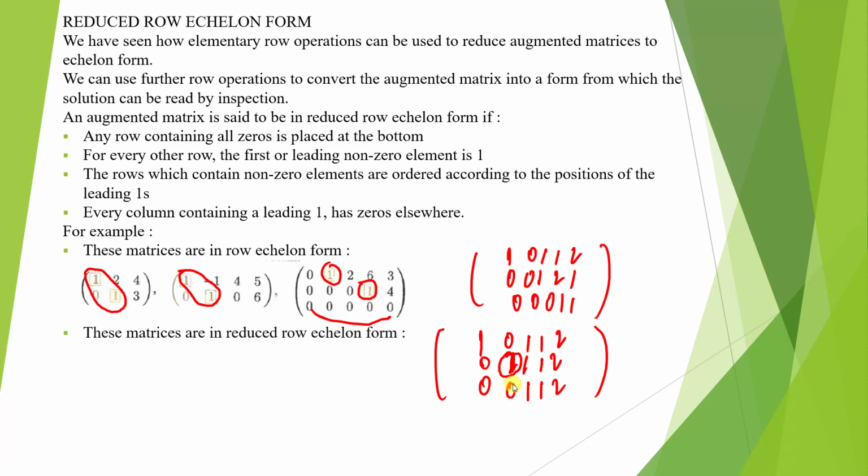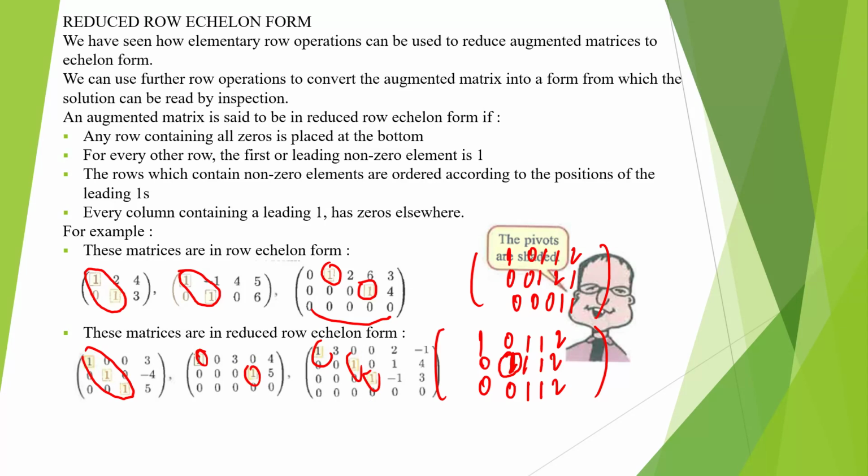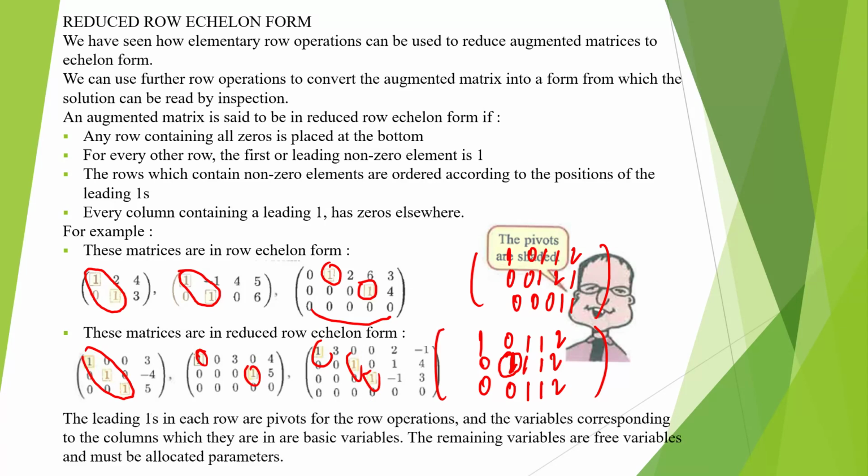This matrix is in reduced row echelon form. The first entry of each row starts from the number 1. This is 1, this is 1, 1, 1, 1. The pivots are set.